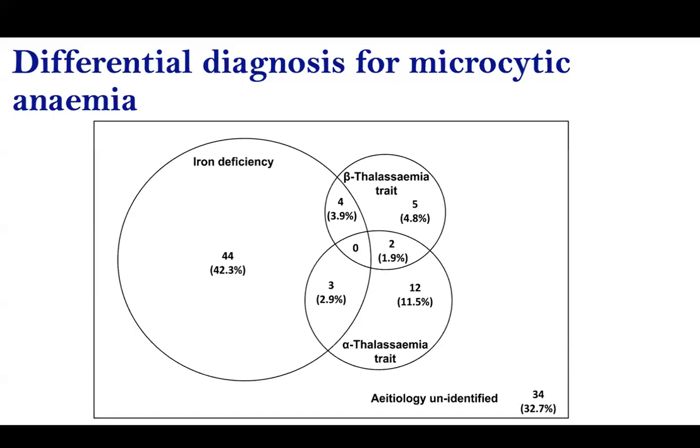The prevalence is 8%. It's quite common. And you will encounter them as iron deficiency, microcytic anemia refractory to iron treatment. That is because it's not iron deficiency.